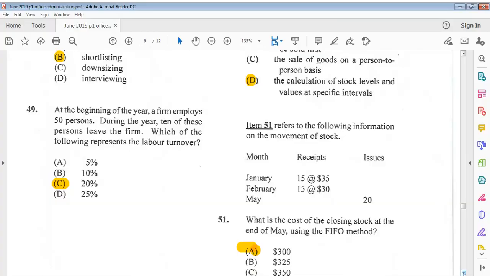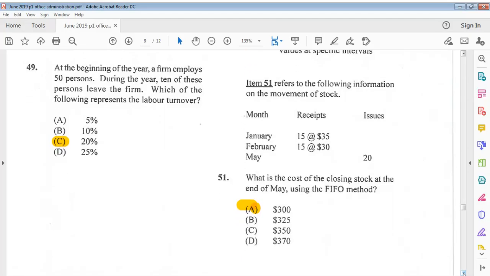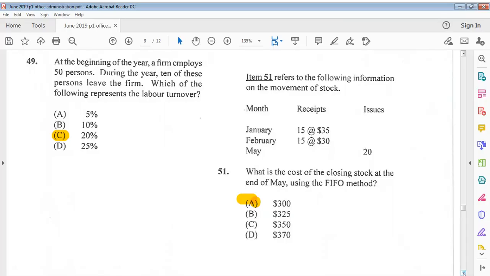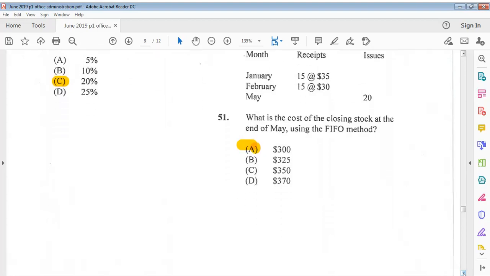Item 51 refers to the following information on the movement of stock. We're given the months, and we see the stocks and how much they cost. What is the cost of the closing stock at the end of May using the FIFO method? We know FIFO, first in, first out. At the ending of May, 20 stock was issued. So what we do is multiply 20 by 15, and that would give us 300. So our answer would be A.